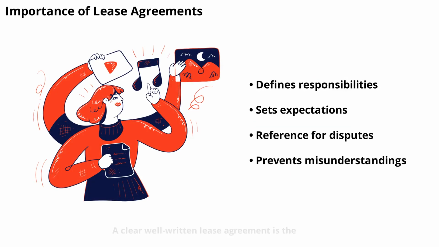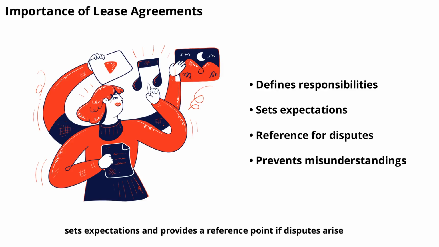A clear, well-written lease agreement is the foundation of a successful rental relationship. It outlines the rights and responsibilities of both parties, sets expectations, and provides a reference point if disputes arise. Reviewing and understanding your lease before signing can prevent many common issues down the road.